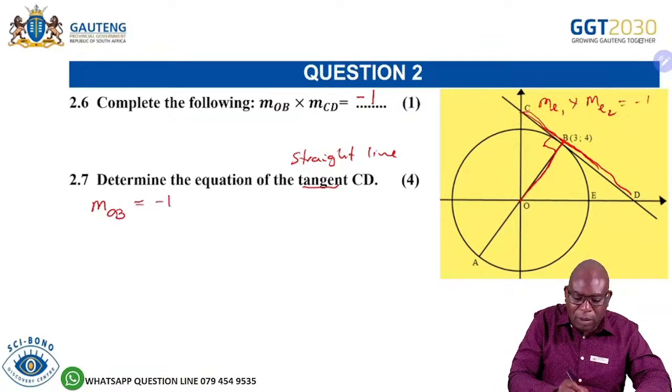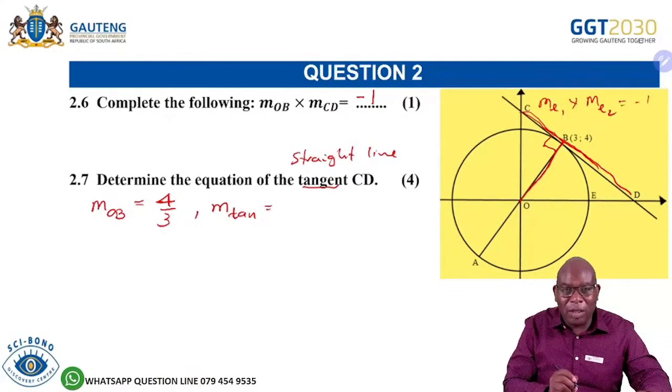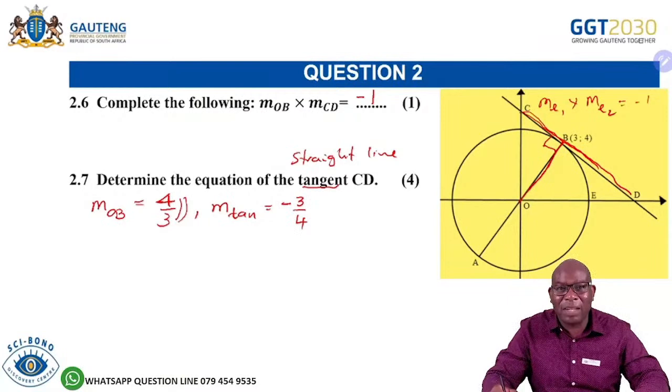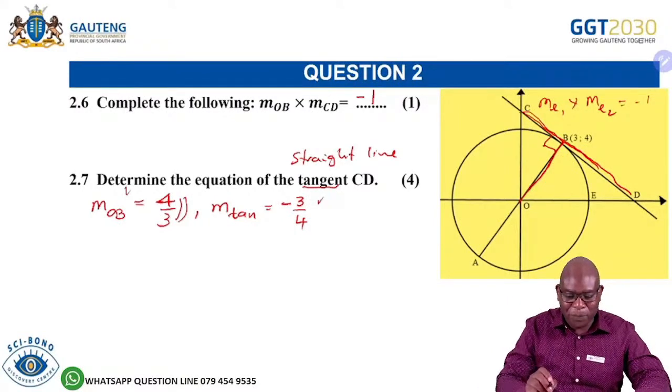It's 4/3. So meaning that, what will be the gradient of the tangent? You still remember? You turn it and change the sign. The sign there is positive. I start by writing a negative, swap this around, and then from there I'll have -3/4. There's the gradient of the tangent. Because when I multiply this and that, I get -1.